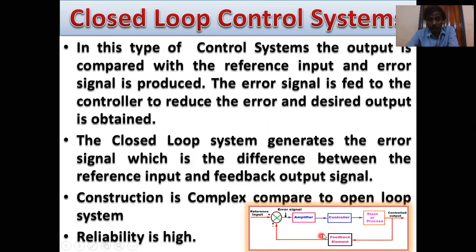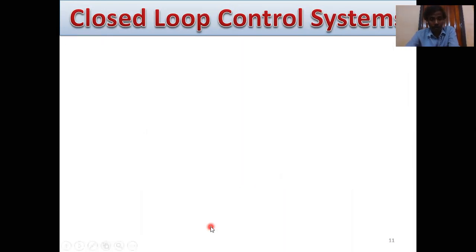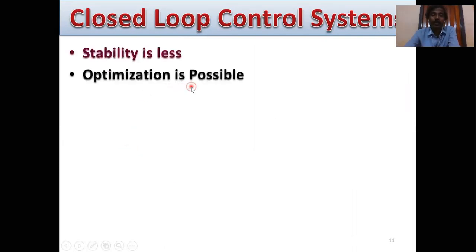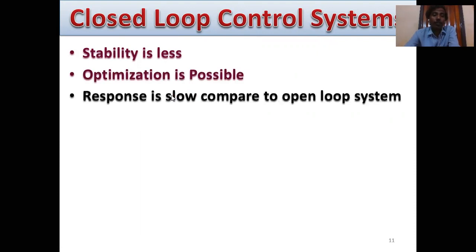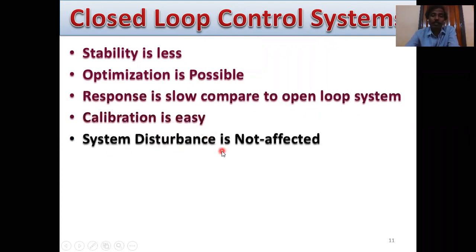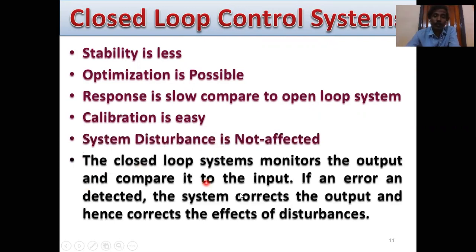This is the block diagram for closed loop control systems. Stability is less. Optimization is possible. Response is slow compared to open loop systems. Calibration is easy. System disturbance is not affected. The closed loop system monitors the output and compares it to the input. If an error is detected, the system corrects the output and hence corrects the effects of the disturbance.